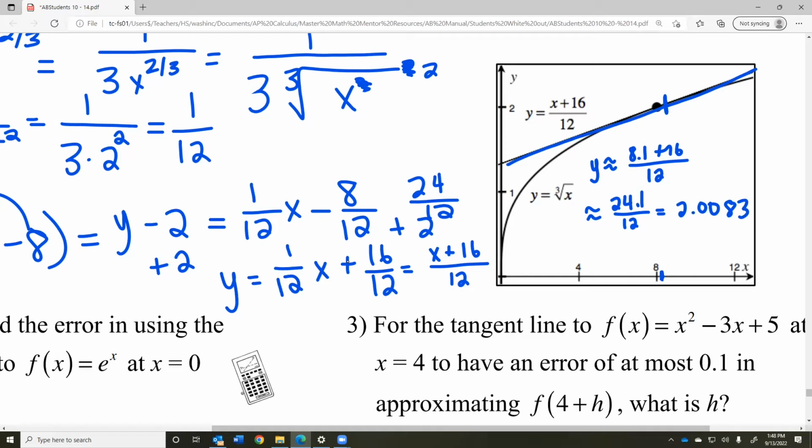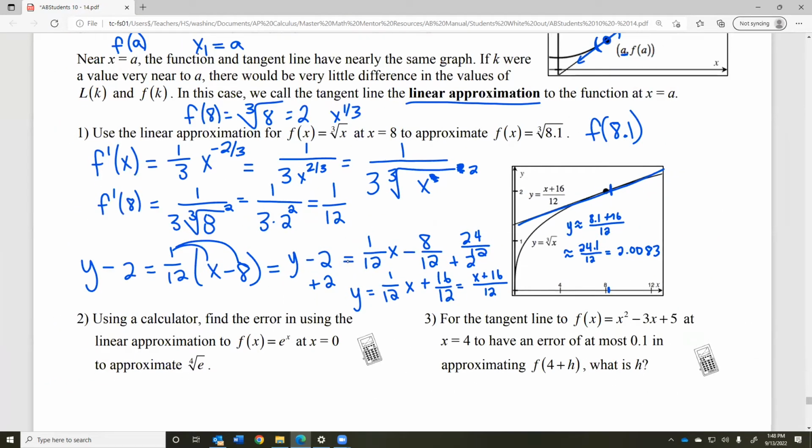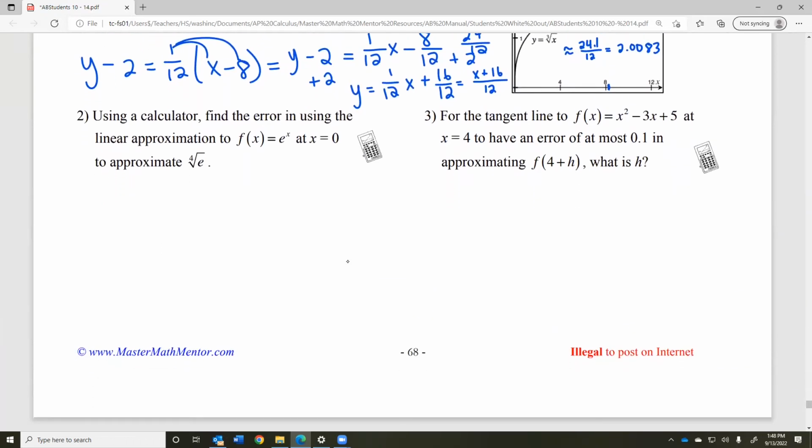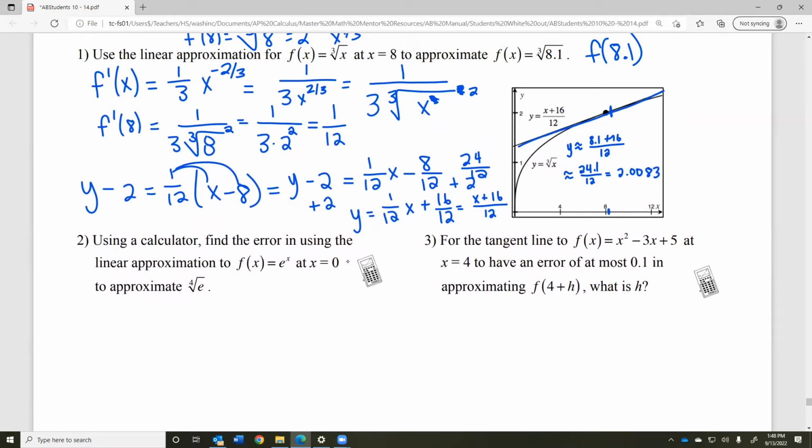Yeah, I'm trying to think of how we could do that without a calculator, but I'm having a hard time trying to figure that out. It's possible, but all right, number 2, use a calculator to find the error in using. So let's go back up. This number right here is not exactly the cube root of 8.1. If we were to type that in a calculator, we could figure out what exactly the cube root of 8.1 is.